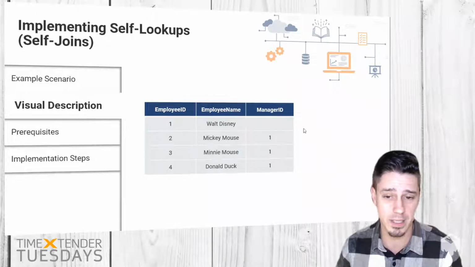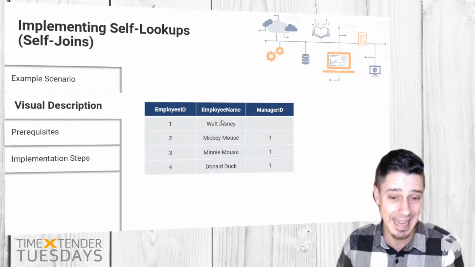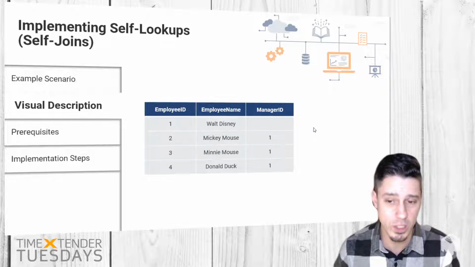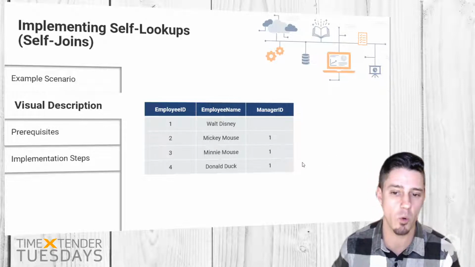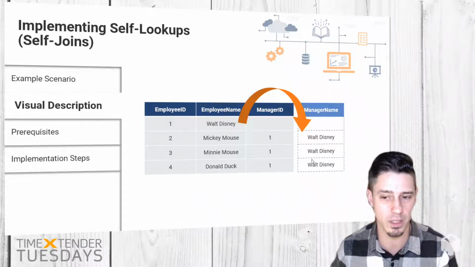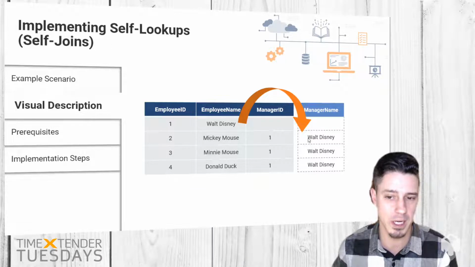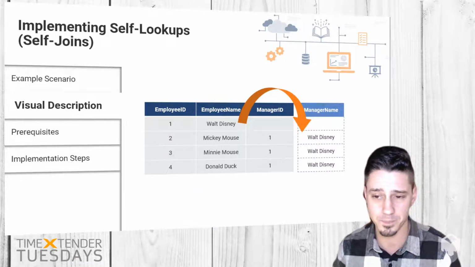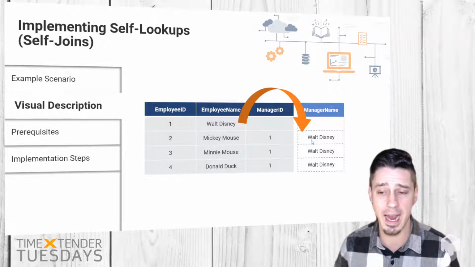Okay, so if we wanted to do a self lookup, let's say instead of having to guess what they are or do some other interesting work, we just wanted to see this manager's name right here in the table. Well, we could do a self lookup or a self join and pull that information in. And this is what a self lookup would do in TimeXtender. So let's go ahead and get underway.